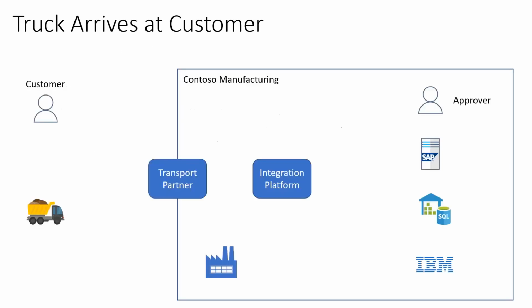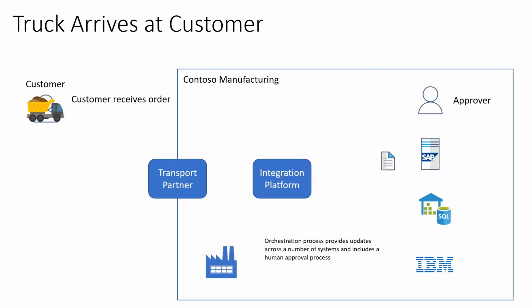So what's going to happen in this case, if we imagine our truck that was en route to the customer, when it arrives, we get an event from the transport partner, and our integration platform will go to one of the systems. We're also going to have manual approval that I'm going to demonstrate as well, but you could see how it had to go across the systems in an order. It couldn't just do everybody at the same time. So it went to SAP, got some data, got an approval, went to the data warehouse, updated an IBM.